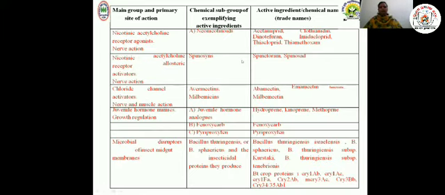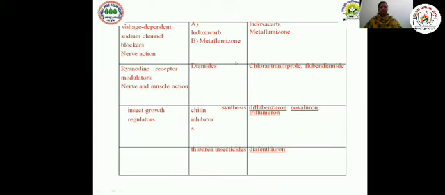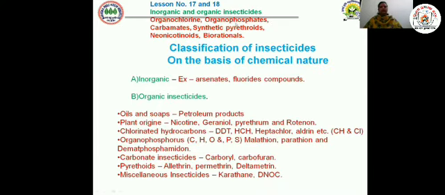This is also the main group and the primary site of action, accordingly the main group and the primary site of action, like nerve. Then here the chemical subgroup explains the active ingredient present in the particular main group, and this is the trade name of that main group. Under that, insecticides: inorganic and organic insecticides. This is the classification on the basis of chemical nature.